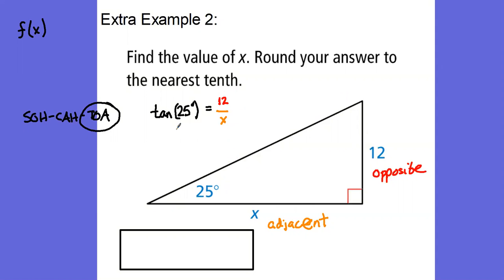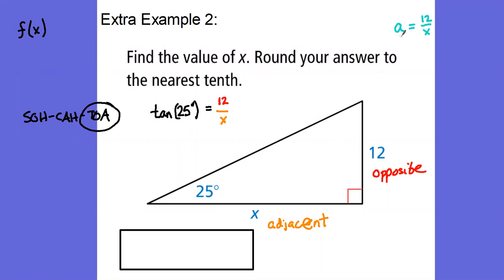So I have this equation, and the tangent of 25 is just some number. But don't replace this with a decimal approximation. Just leave it as the tangent of 25, but realize this is just a number. So let's take a look at this real quick. Let's say this tangent of 25 was worth some value a. So I would have a is equal to 12 over x.